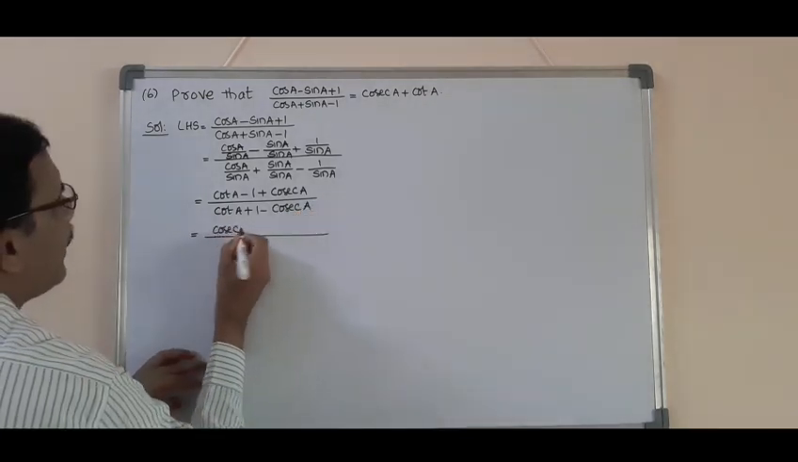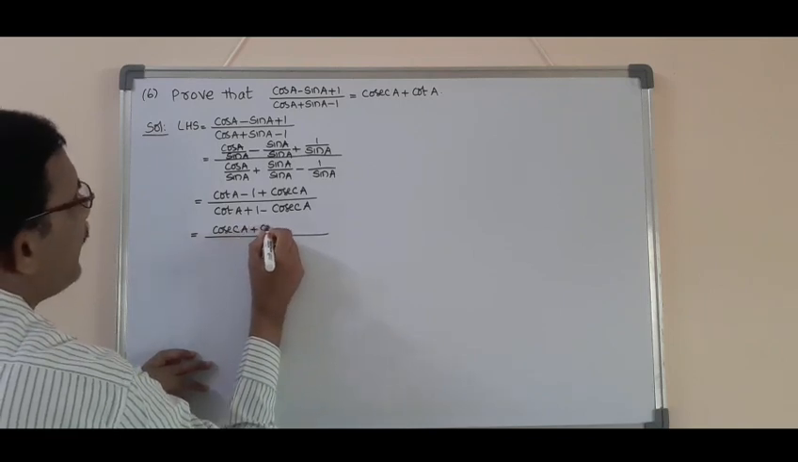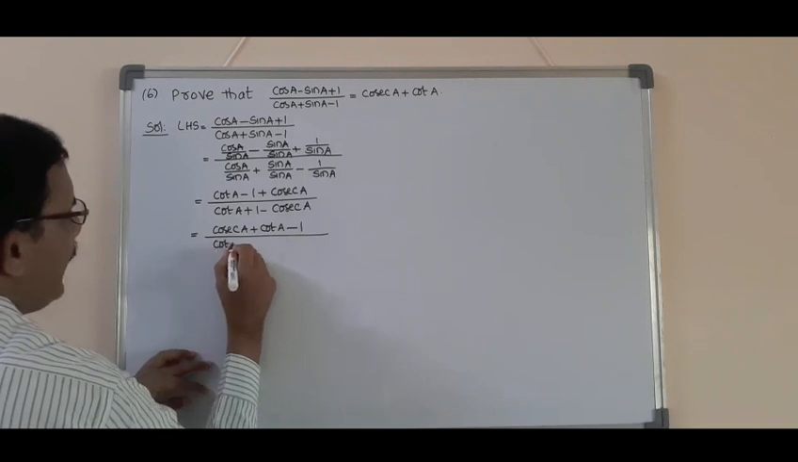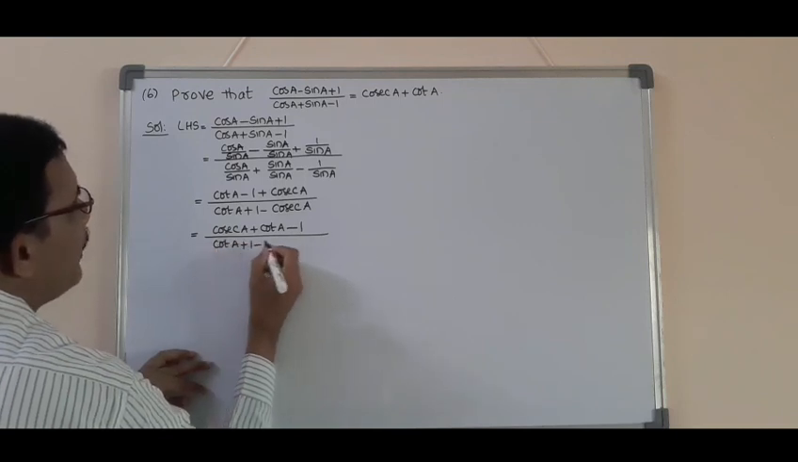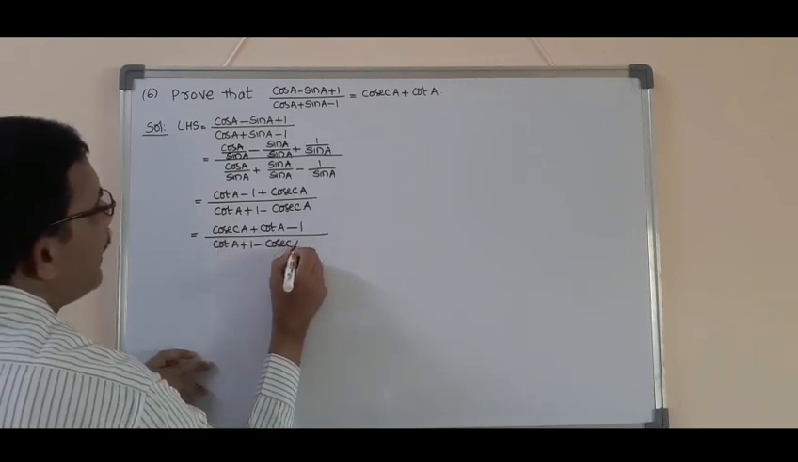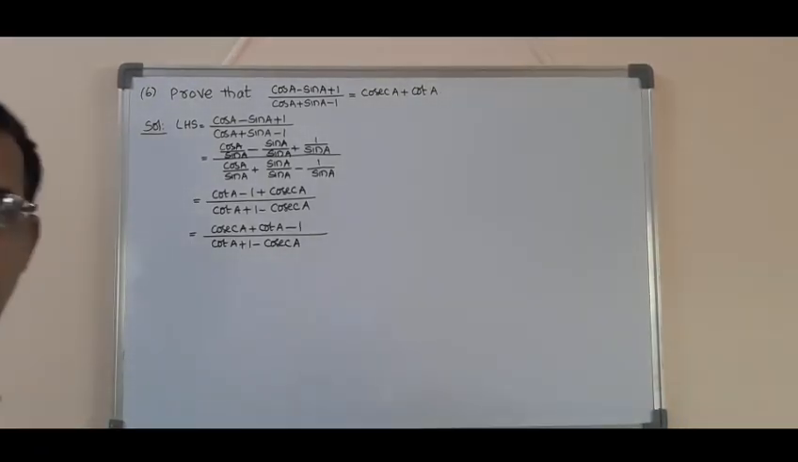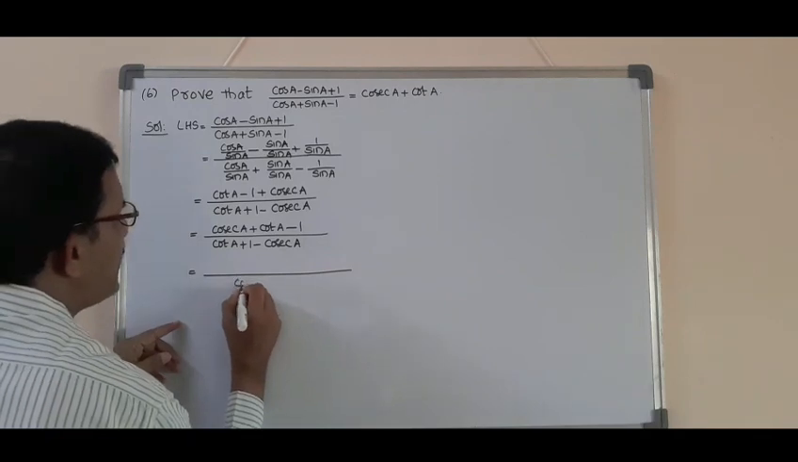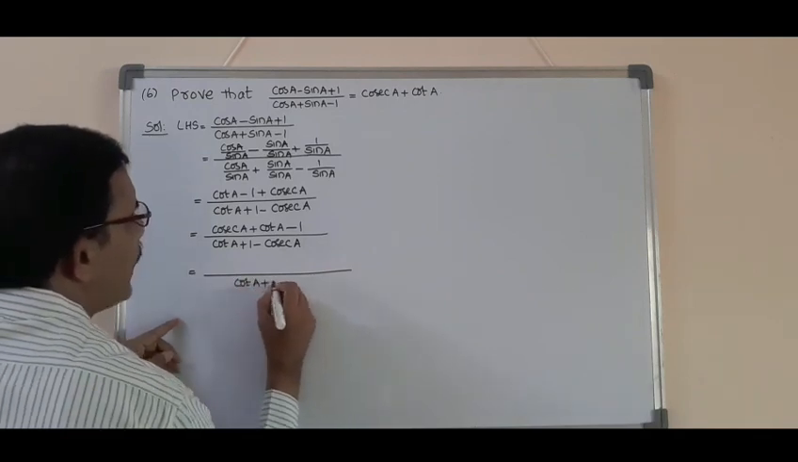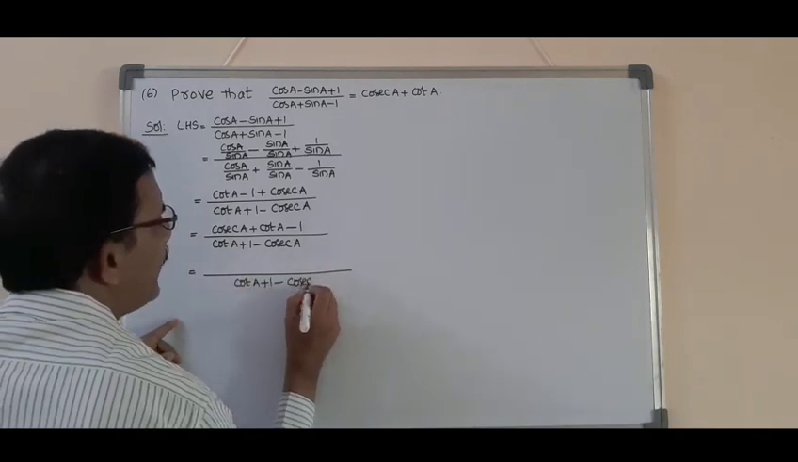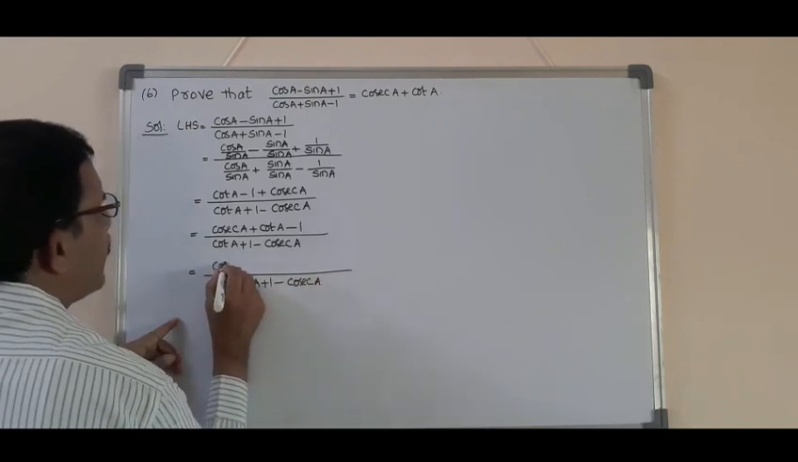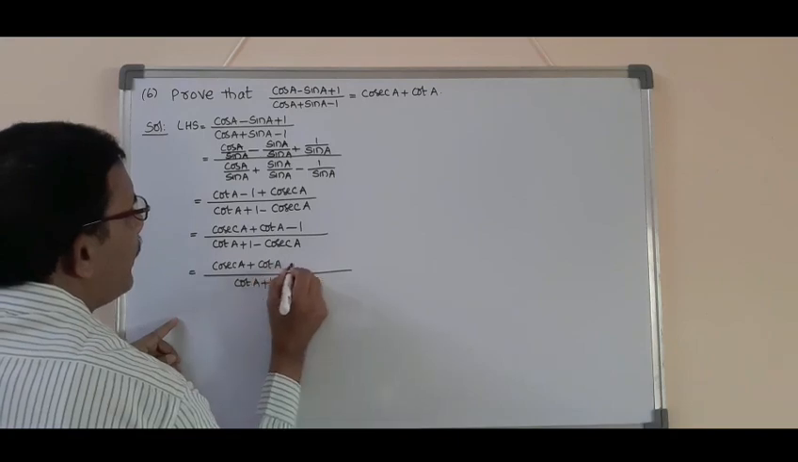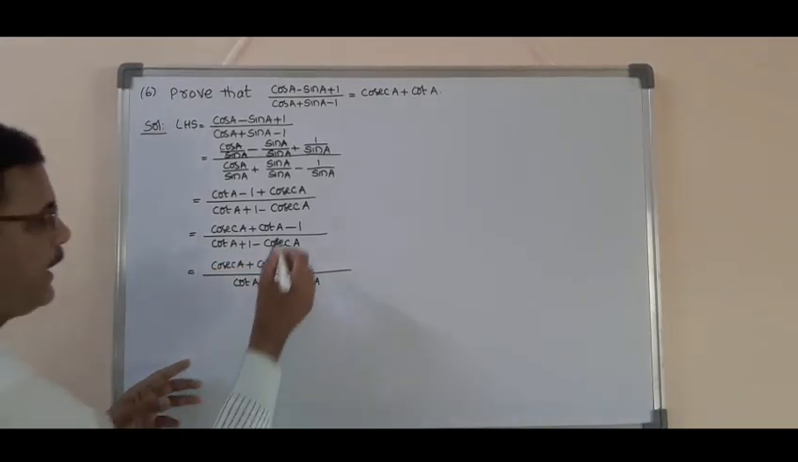Cosec A plus cot A minus 1 by cot A plus 1 minus cosec A. Numerator I wrote it in order. Now denominator is same, cot A plus 1 minus cosec A. Numerator cosec A plus cot A minus, here 1 is there.